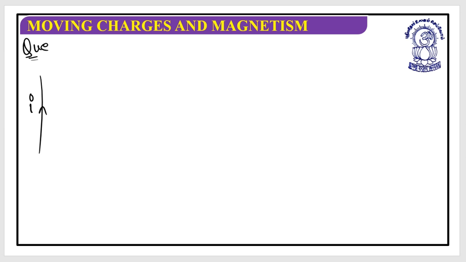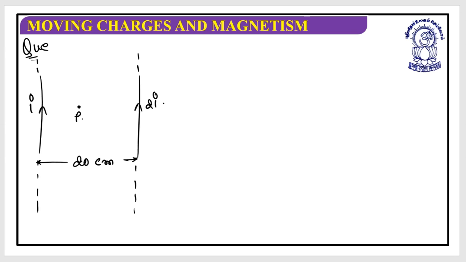Let's suppose this is current I. This is current 2I. These both are infinite length wires that have extended up to infinity. The separation between these two is 20 centimeters. Let's suppose this is point P.